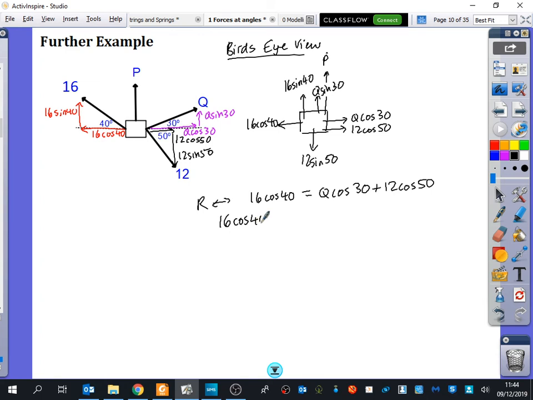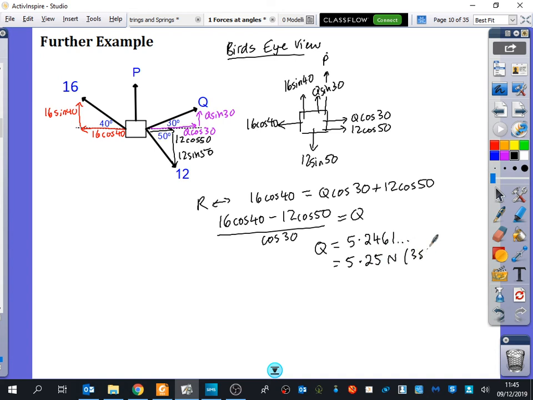So it's 16 cos 40 minus 12 cos 50 divided by cos 30. And that will tell us what the force of Q is. So let's get that done nice and quick. 16 cos 40 minus 12 cos 50 divided by cos 30. I think it should be 5.2461, blah, blah, blah, which is 5.25 newtons to 3 significant figures.